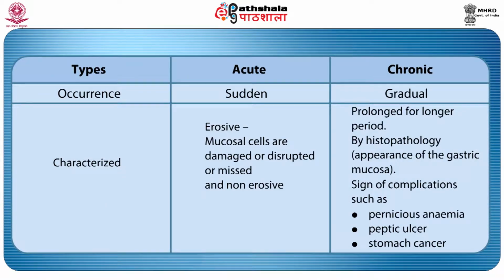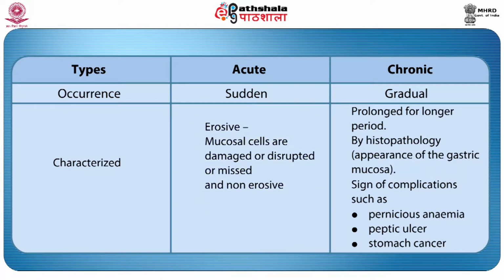We knew the meaning of gastritis. Let us see the different types of gastritis. There are mainly two types of gastritis, namely acute and chronic. What is acute gastritis? The slide shows that acute gastritis is severe, erosive and occurs suddenly, lasting for a short time. The mucosal cells are damaged or cells may be missed.